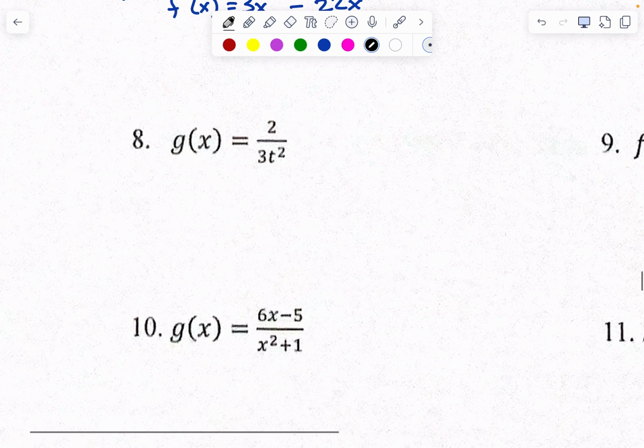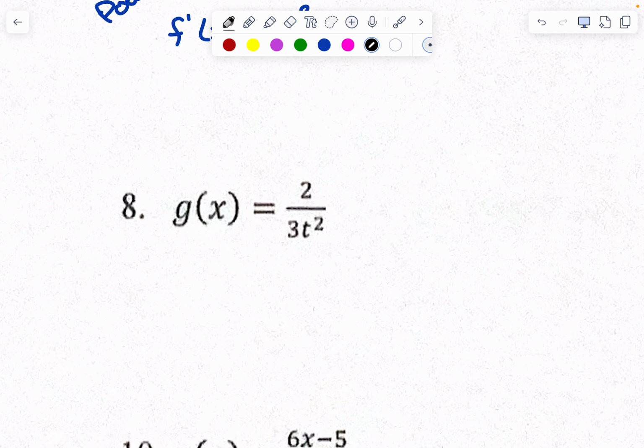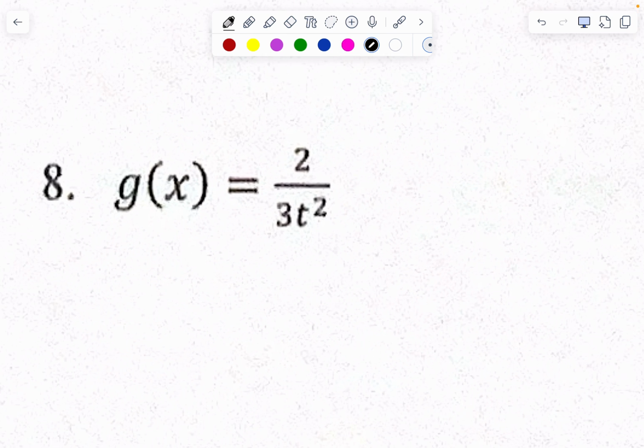Number 8. What shall we do? Could you please unpause? I'm unpaused. You already unpaused. Number 8. It's automatic. What shall we do to number 8? Quotient? Or chain.